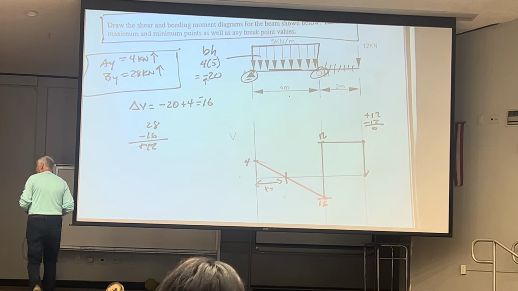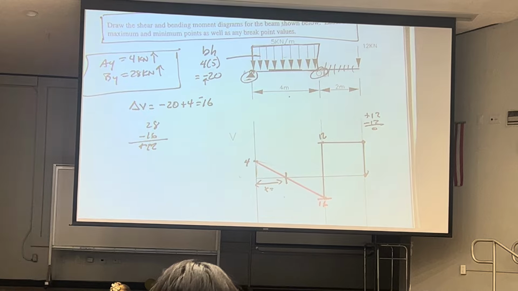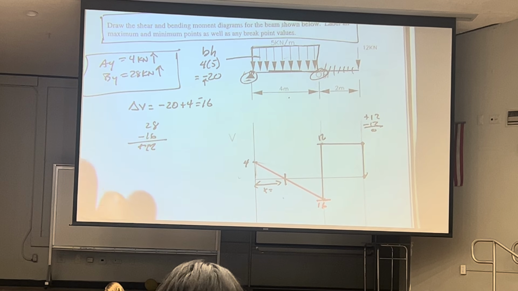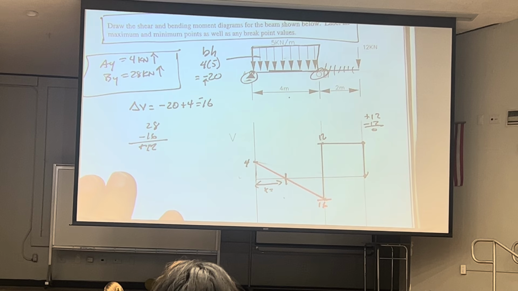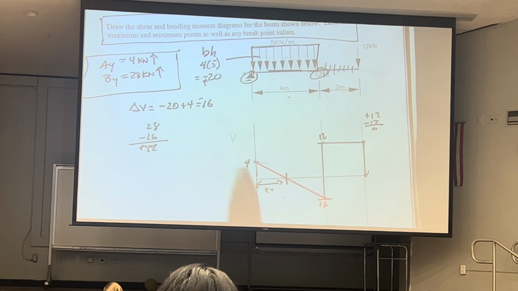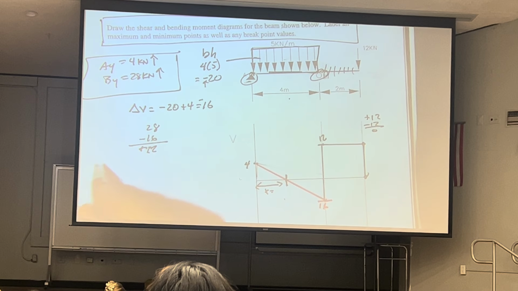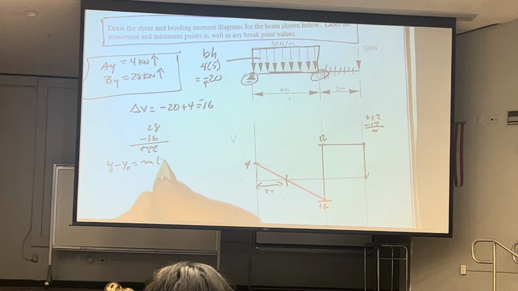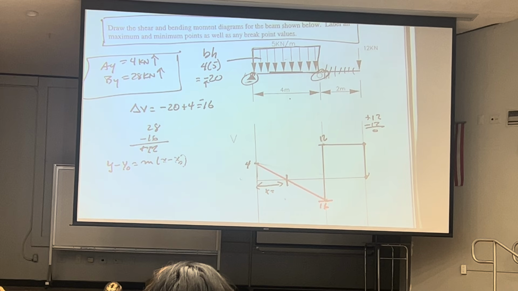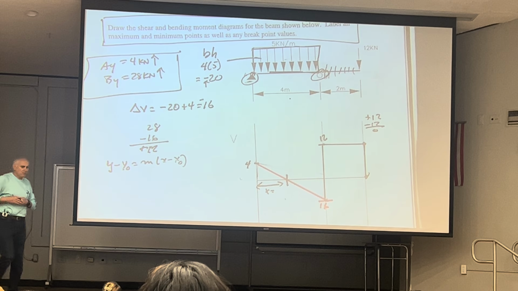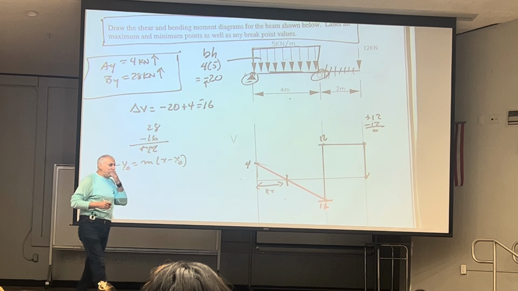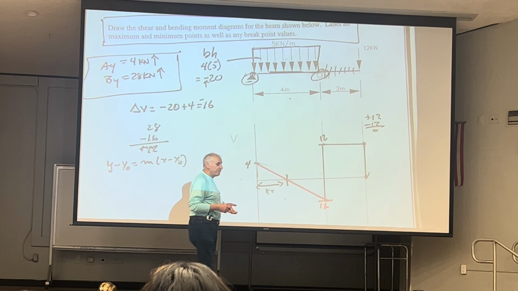Well, I need to find x. Two ways to find x: the long way and the short way. Long way first. Find the equation of that line. Remember? y minus y0 equals m times x minus x0. What is that? Point-slope form of the equation of a line. Yes? What's my m?